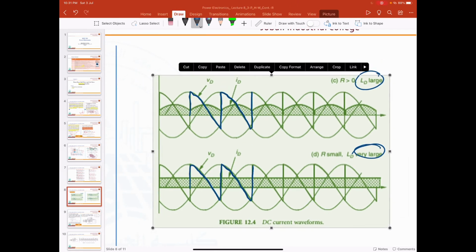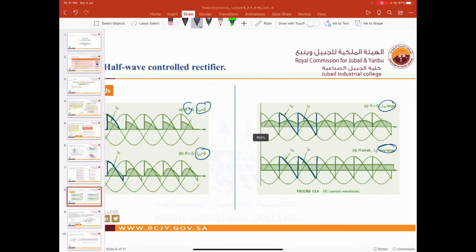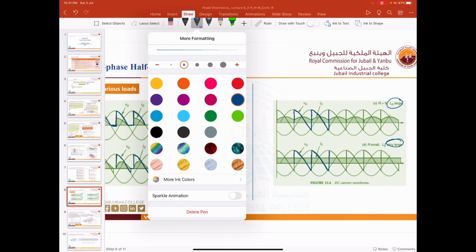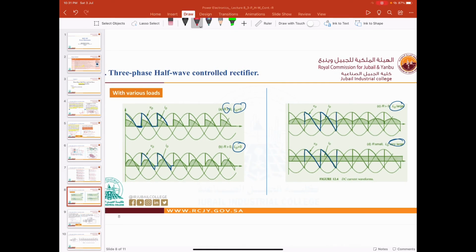Now we talked about the voltage, but we did not mention the current. Can you see here, if I use red color, the current here goes to 0 if we have no inductive load. Here the current reaches this part and goes to 0 a little bit, and it will go like this and 0 a little bit. Now this is called discontinuous current.